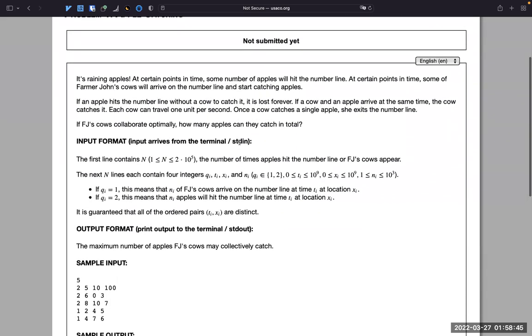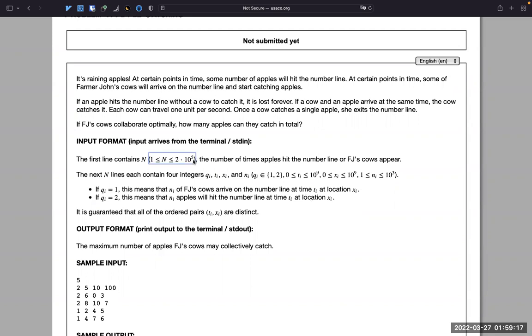Okay, so this problem statement's actually pretty short. It honestly feels like a common problem scenario too. I definitely remember a USACO problem about cows catching apples before. However, okay. So you would like to match up the cows with the apples in some way that allows you to maximize the number of apples caught.